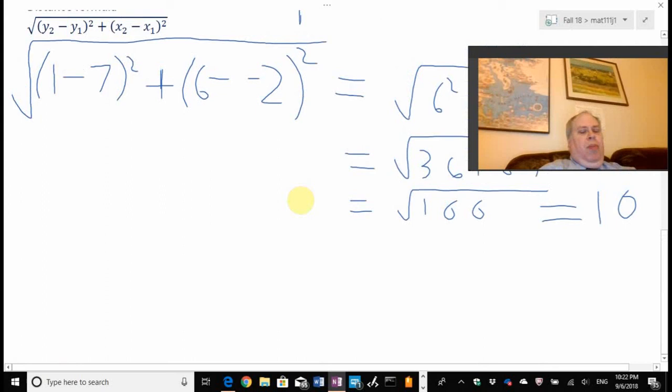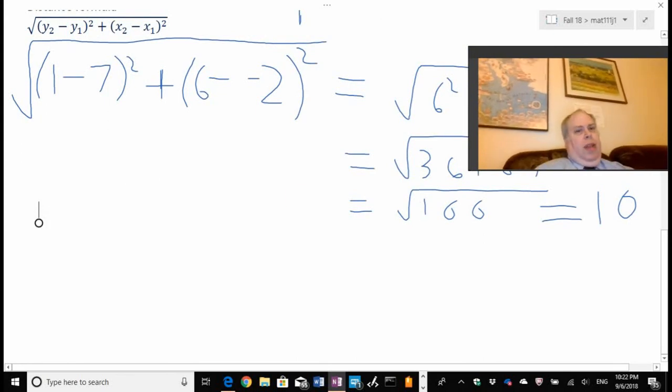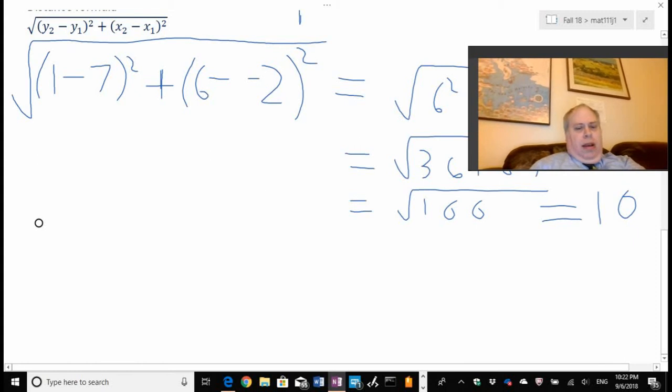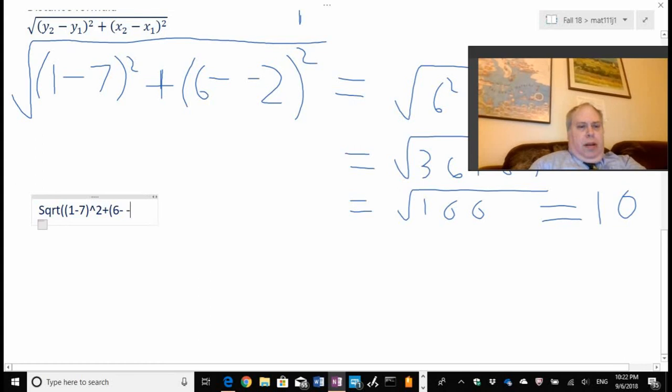Now, some people are not great with their algebra. And it's just fine to use a calculator to do this. So I can say the square root of 1 minus 7 squared plus 6 minus negative 2 squared, and let the calculator do the work.